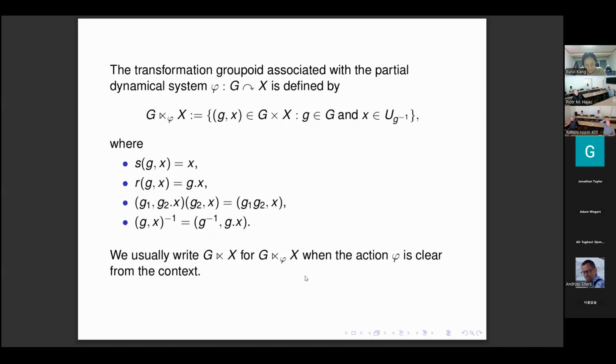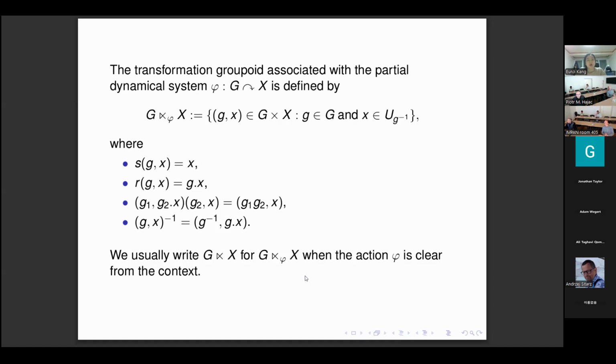Now I have a question. In geometry, there is such a notion of a pseudogroup. Is a pseudogroup a special case of this construction, or are they disjoint notions?